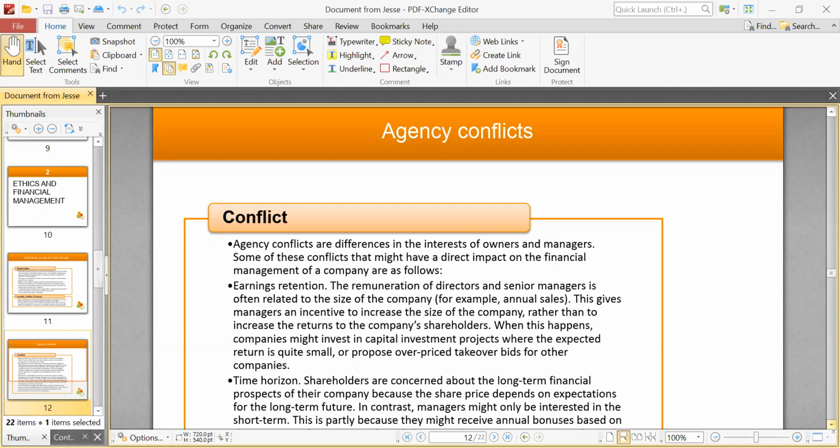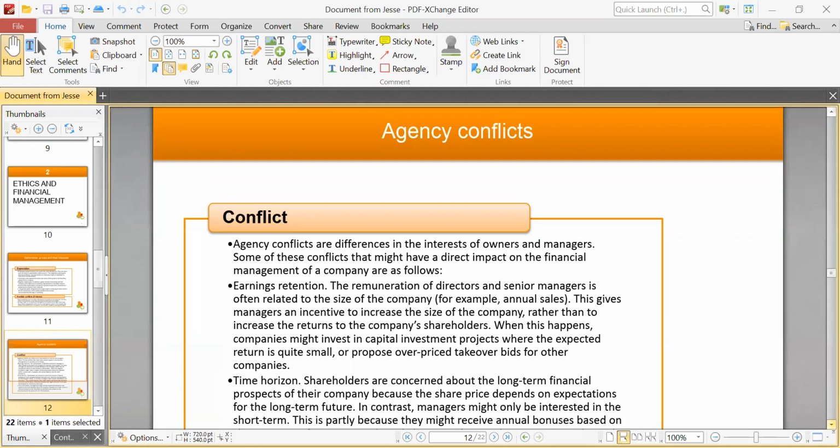These are the differences in the interest of owners and managers. Some of these conflicts that might have a direct impact on the financial management of a company are as follows. So it can have an impact on the company.